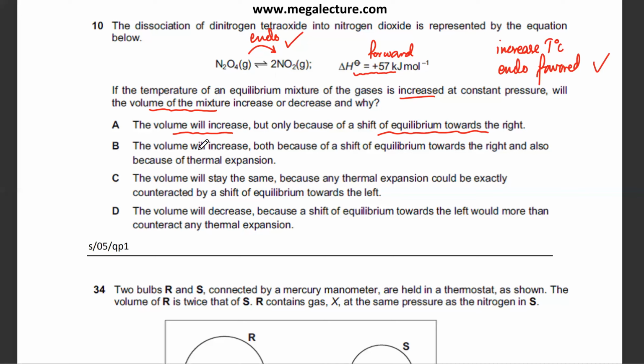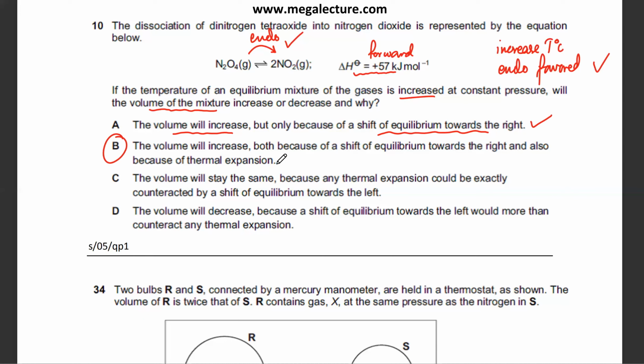Yes, sir. So this statement is actually partially correct. क्योंकि I mean this statement is correct, there's nothing wrong with it. ठीक है. लेकिन the correct one is I think B. B में भी यही है. The volume will increase because of a shift of equilibrium towards the right. So this one is exactly like A.